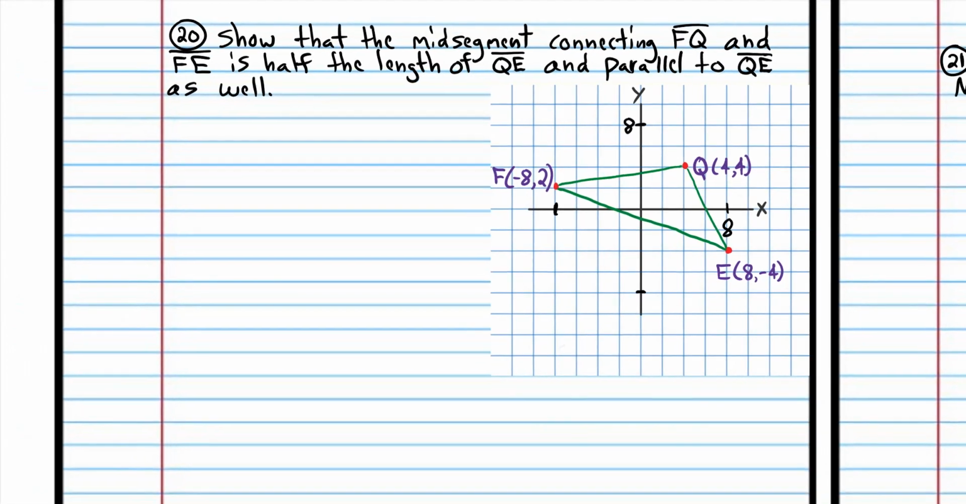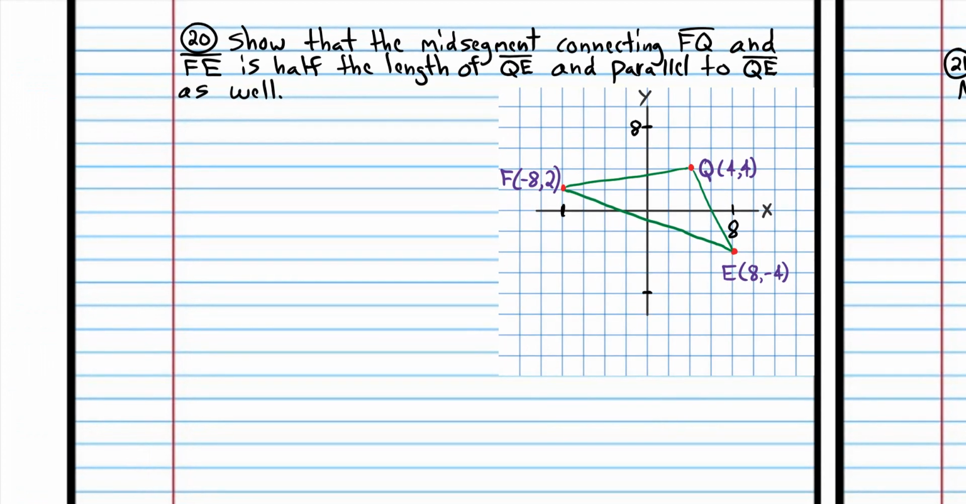All right, we're back. So show the FQ and FE. FQ and FE. So that would be this midsegment. It's going to look something like that. We're going to show that midsegment length is half this midsegment length, and that they're parallel also. But we can't do that because we don't have a midpoint. We have to find this midpoint and this midpoint, so we can use those points to find the length and the slope. So we're going to find the midpoint between F and E. Actually, let's do F and Q first.